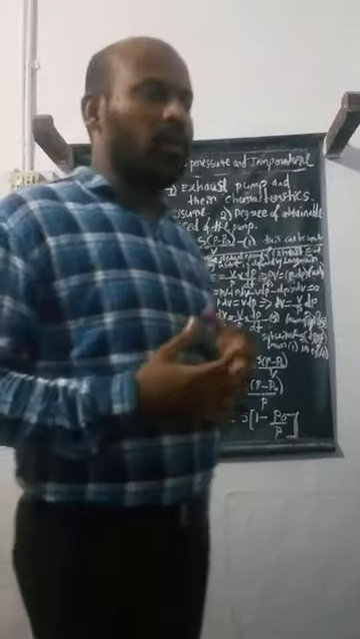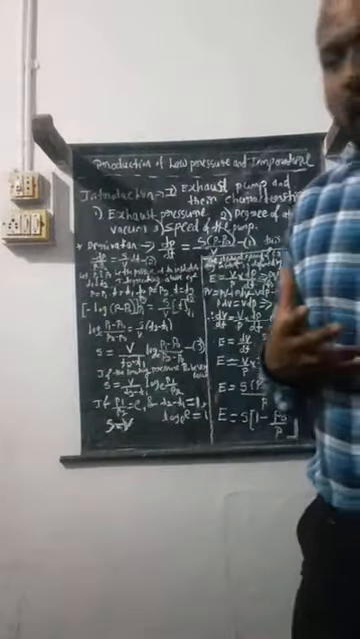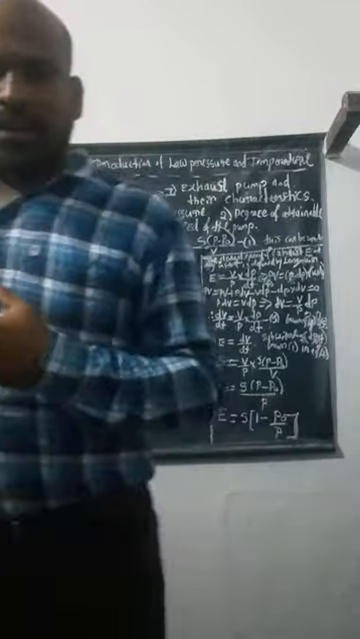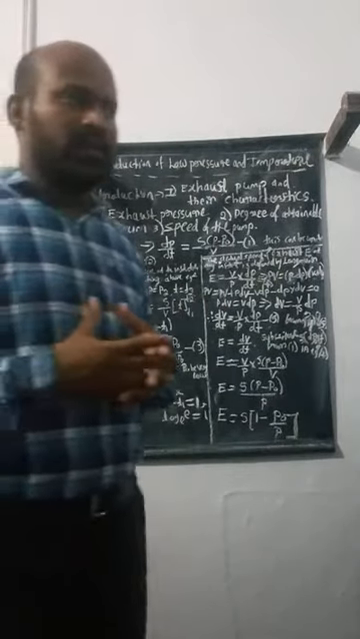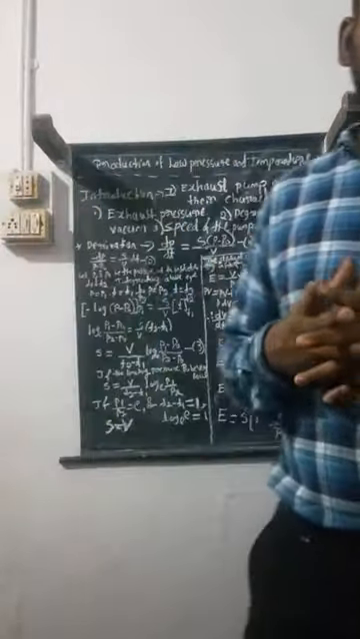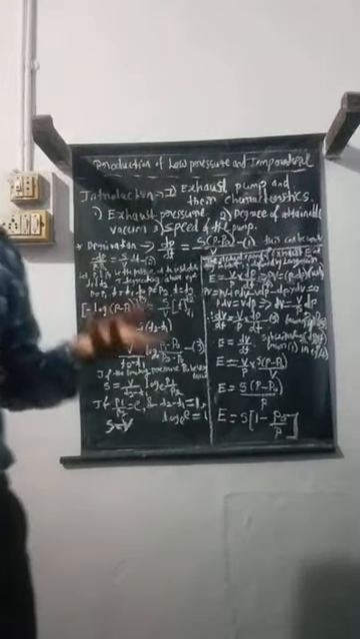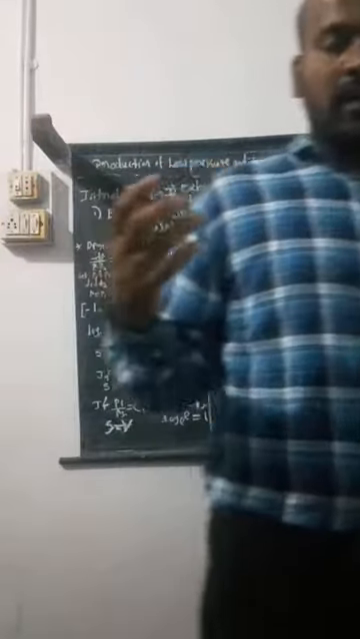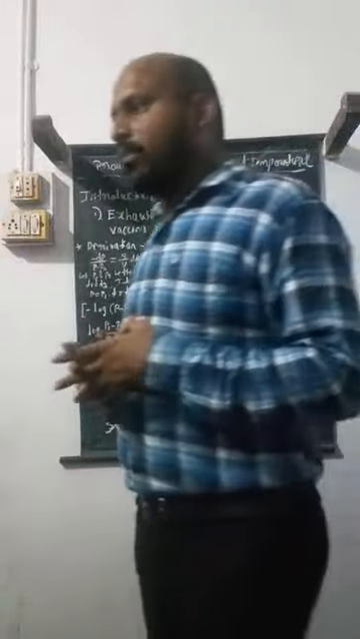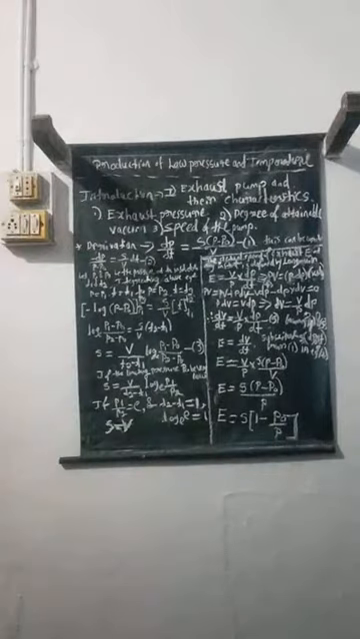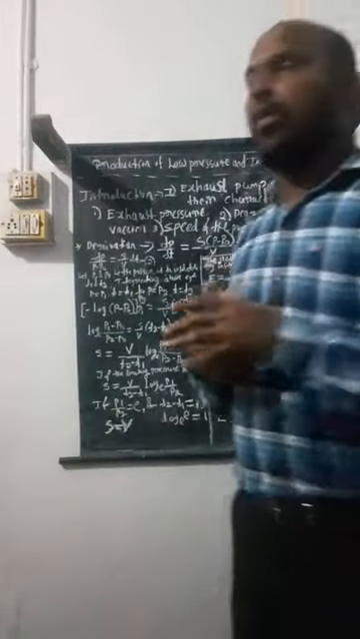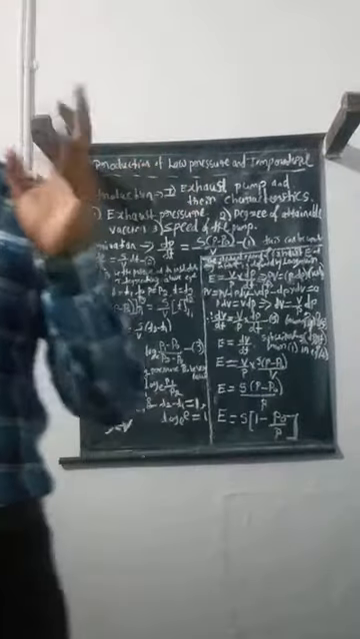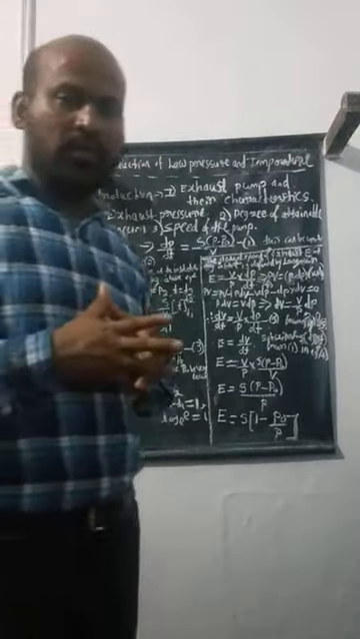Production of low pressure and temperature is one of the techniques helpful for so many applications in science. We know science consists of so many branches. Mainly I will explain in which areas it is helpful. It is helpful in the CRT, that is cathode ray tube, in electric lamps, in thermionic valves, and also in X-ray tubes.